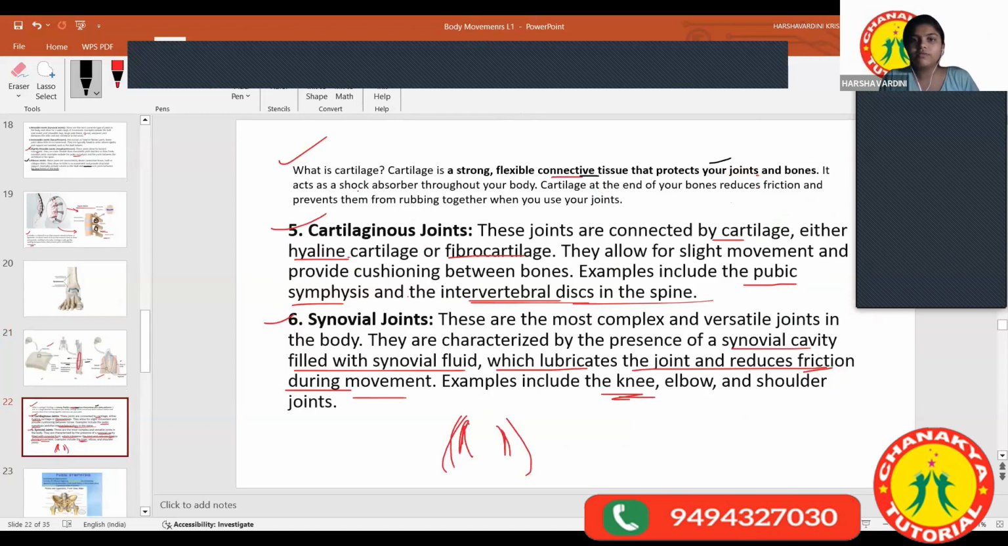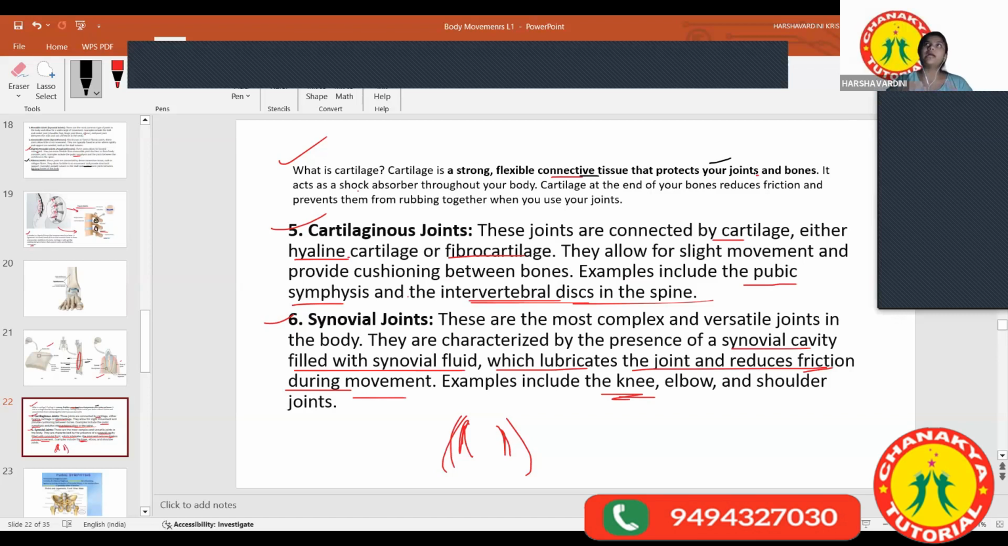And then, cartilage. Cartilage is a strong, flexible connective tissue that protects your joints and bones. It acts as a shock absorber throughout your body. So, what is cartilage? It is also a kind of connective tissue that is basically going to protect your joints and bones.